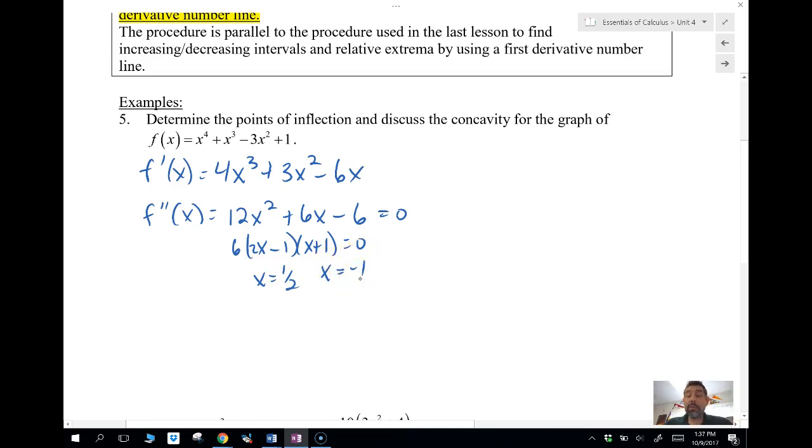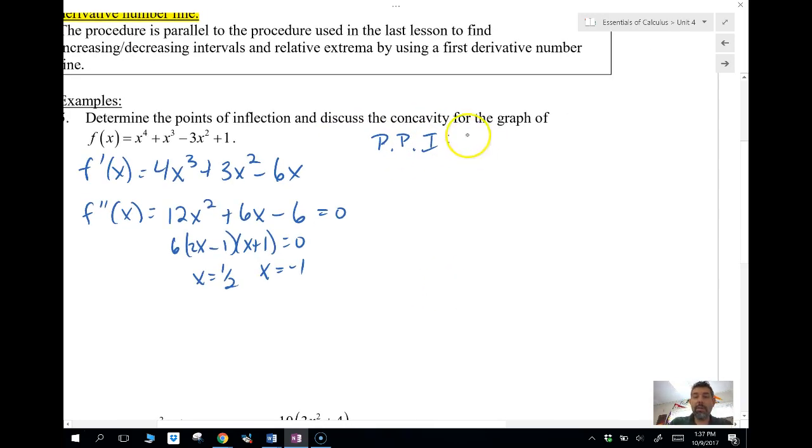Now we also have to determine if there are any places where f double prime is undefined. Are there any places? No, it's a polynomial, so great. These are our possible inflection points. I'm going to call them my possible points of inflection, my PPIs, at x equals 1/2 and x equals -1.